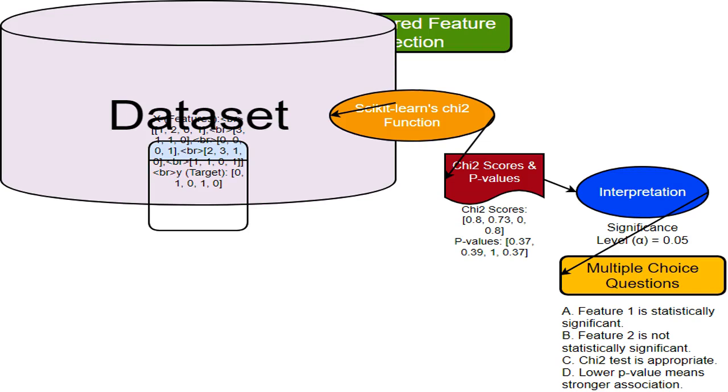I'm using Sklearn's chi2 function, a powerful tool for feature selection. This function helps me determine which features in my dataset are most important for predicting the target variable. It uses the chi2 statistical test, which is especially useful when dealing with categorical data.